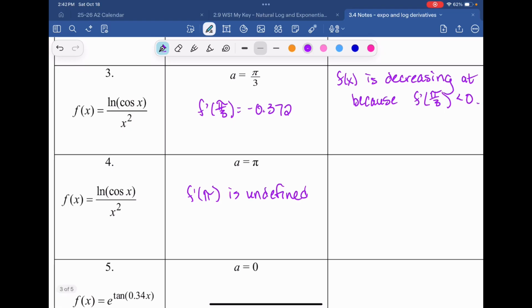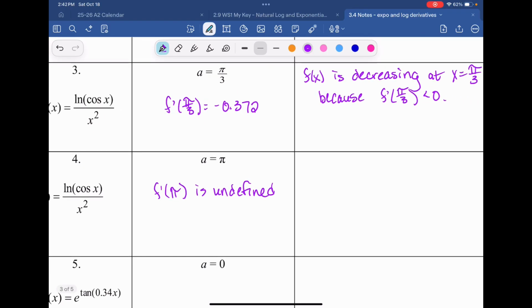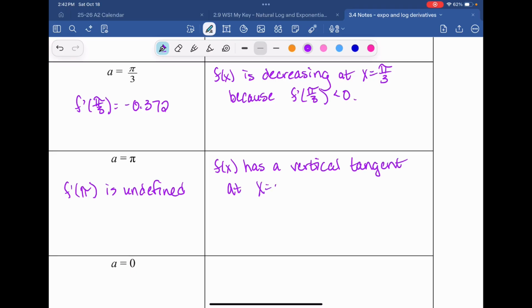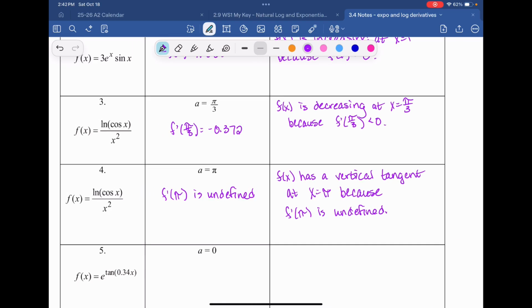Well, if f prime of pi is undefined, that means it was a vertical tangent. F of x has a vertical tangent at x equals pi because f prime of pi is undefined. Okay, vertical lines have undefined slopes.